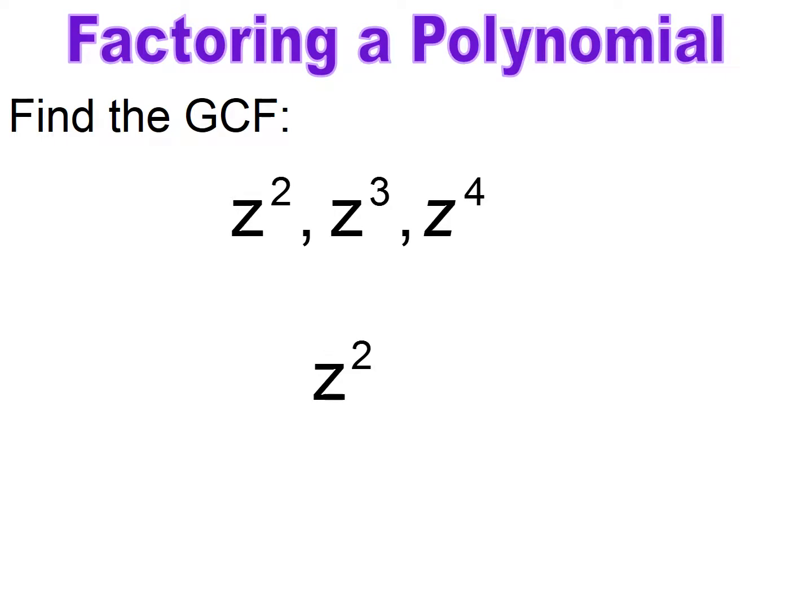So the GCF in this case would be the variable with the lowest exponent, which is x, or y, z squared.